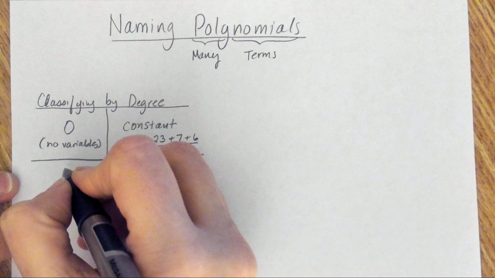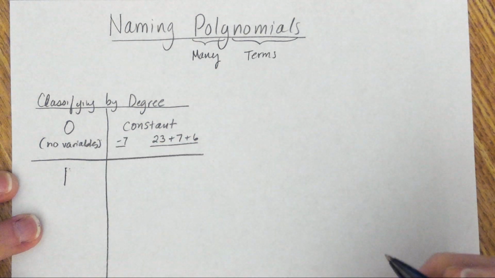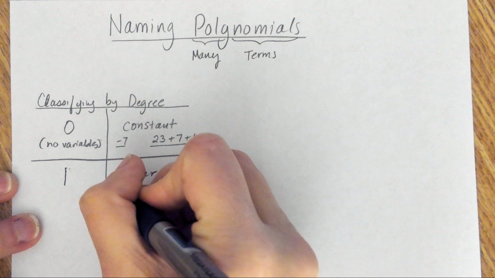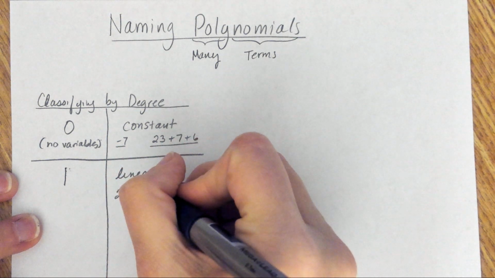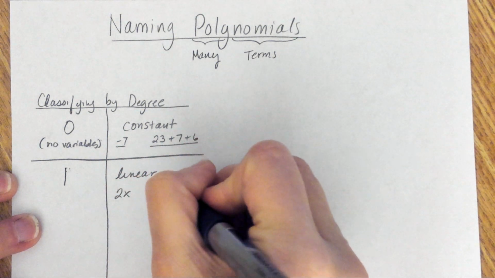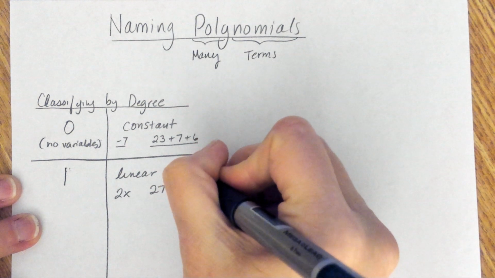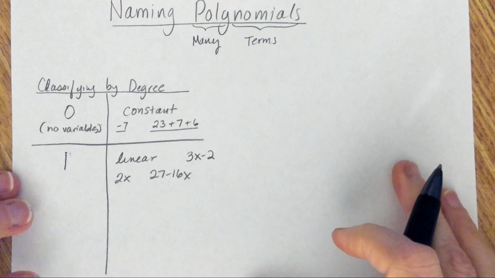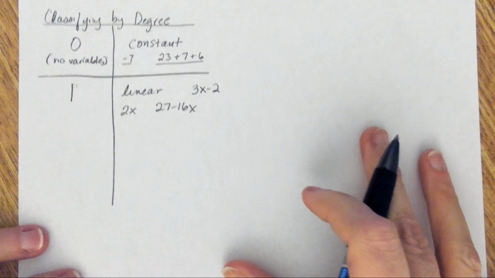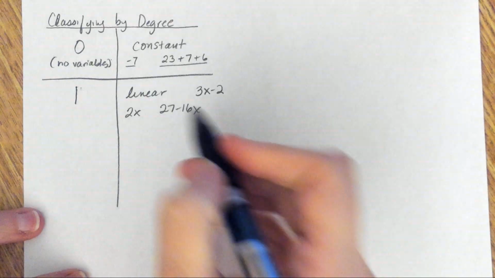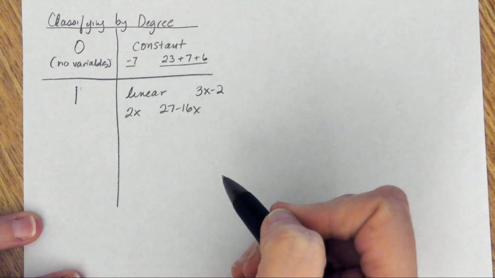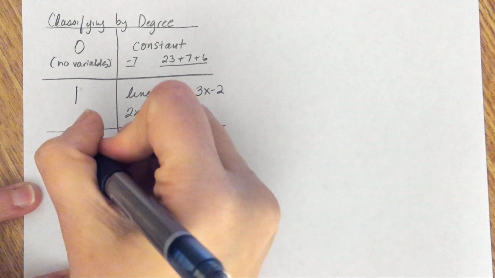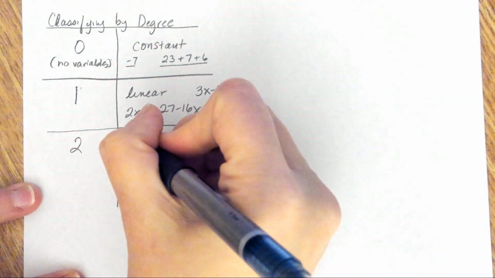Now, if my highest exponent is 1, I'm going to call that linear. It might be 2x or 27 minus 16x or 3x minus 2. Any of those would be called linear. That should look familiar to you because those look like linear equations. I could write them in mx plus b format. If the highest exponent I see is 2, I'm going to call that quadratic.